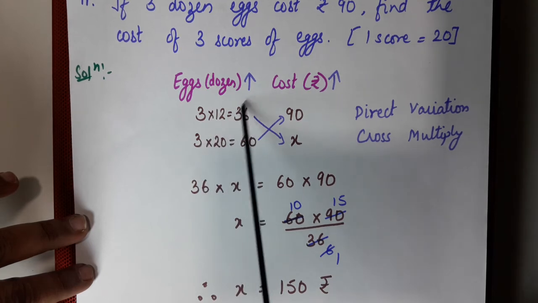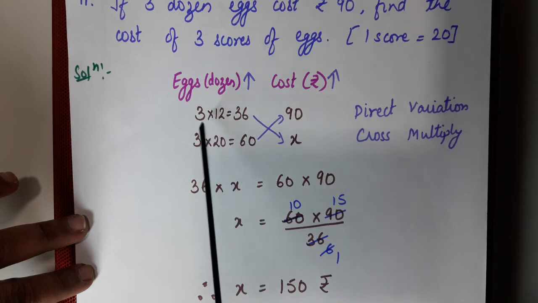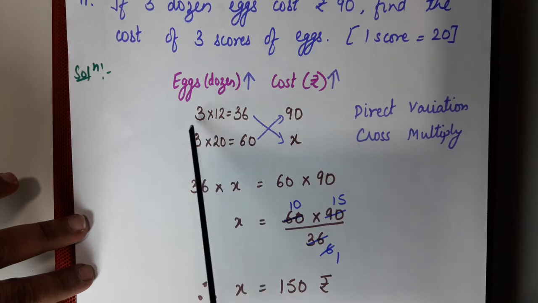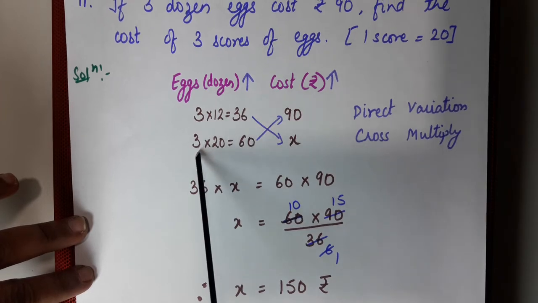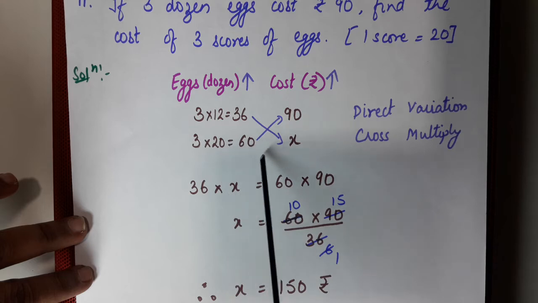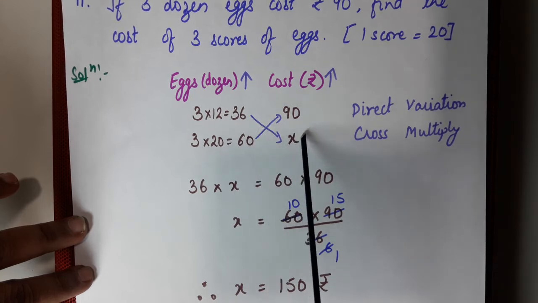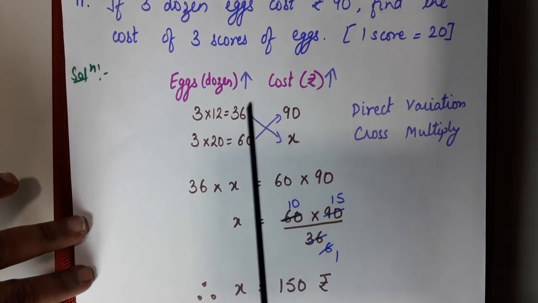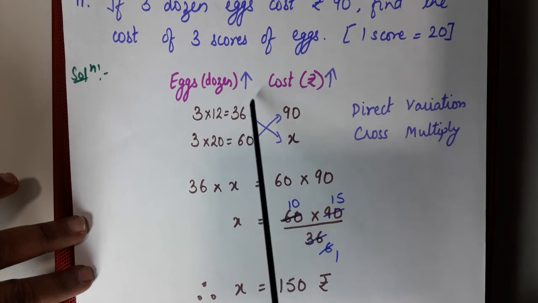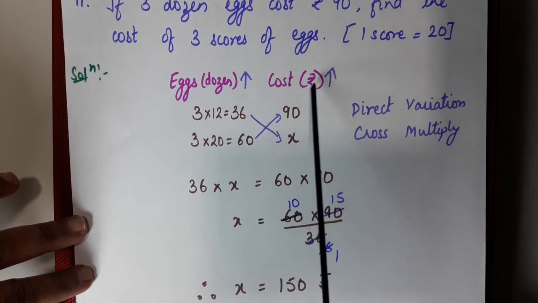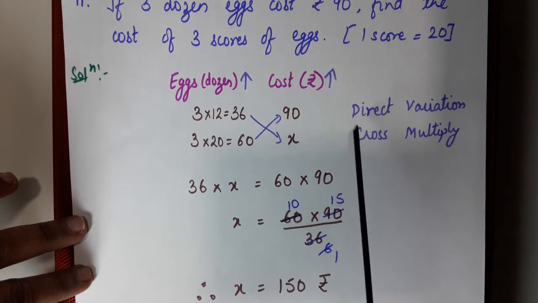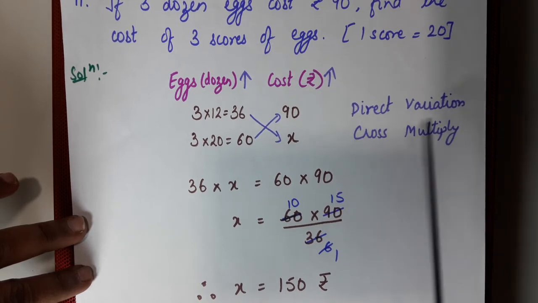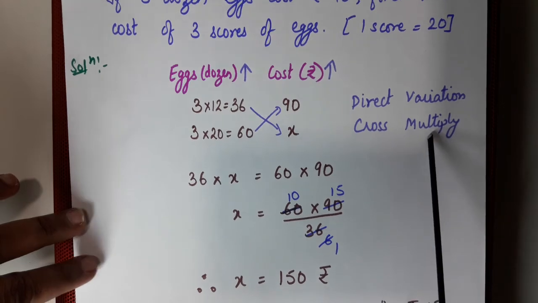So what do we do? We convert into the number of eggs. 3 dozen means how many eggs? 3 into 12, that is 36 eggs, and 3 scores means how many eggs? 1 score is 20 eggs, so 3 into 20, that is 60 eggs. So we need to find out the cost of 60 eggs. Naturally, if the number of eggs has increased, the cost will also increase. Increase in one causes increase in the other. Which kind of variation? Direct variation, so we cross multiply.